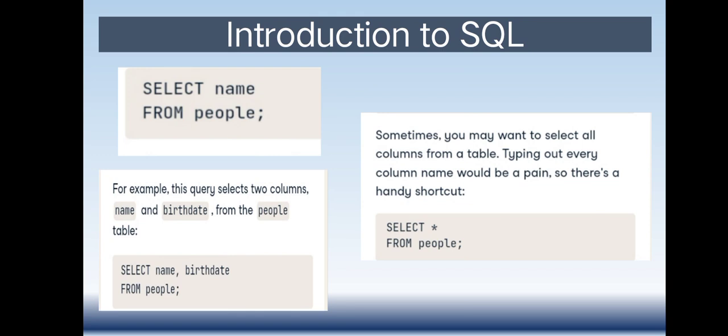The third one is how to select all columns. Sometimes we may want to select all columns from a table, and typing out every column name would be painful. So there is a handy shortcut. We will select all the columns by using a star from the people table.